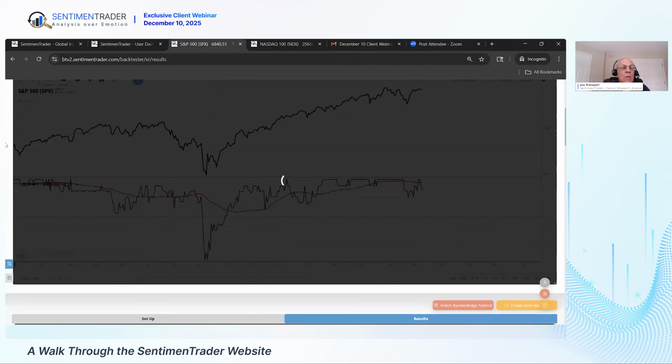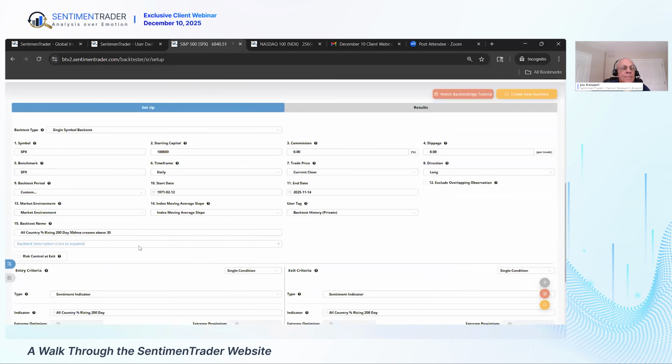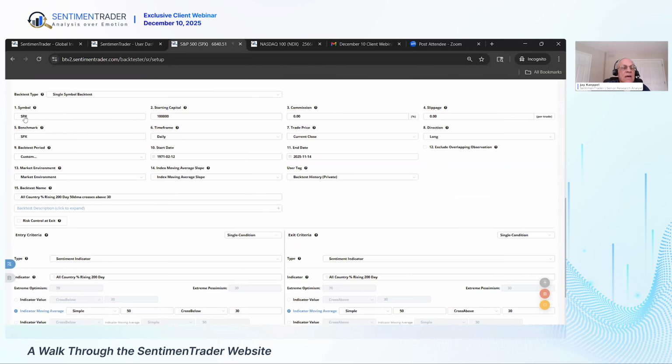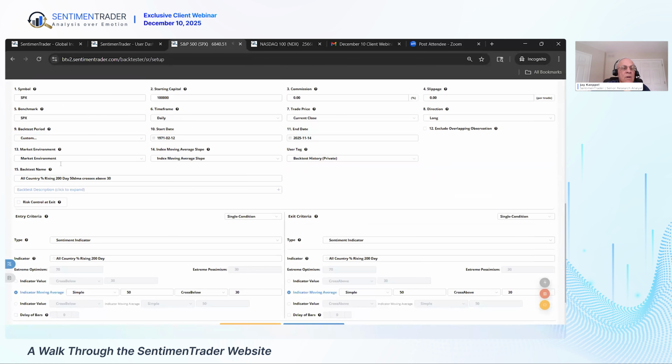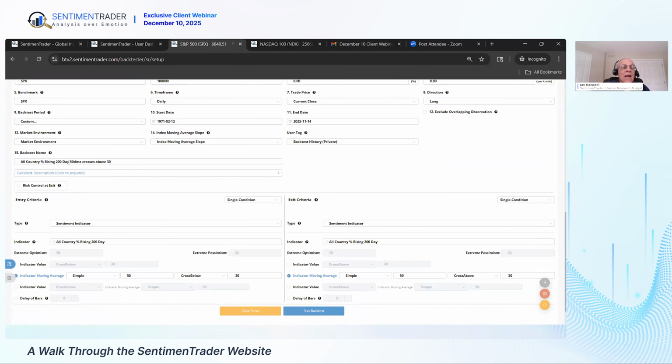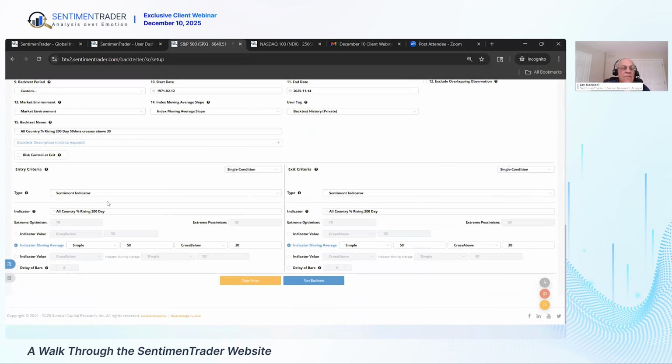I'll go to my setup so I can show you what it's doing. Now I'm actually using this with the S&P 500. All country percent rising, 200-day is rising. And what I've done here is I've made a 50-day moving average. When that 50-day moving average crosses below 30, well, this is actually a sell signal. Okay, I'm getting out in the weeds here. So this is actually looking at sell signals.